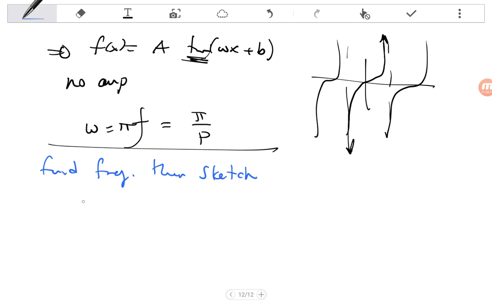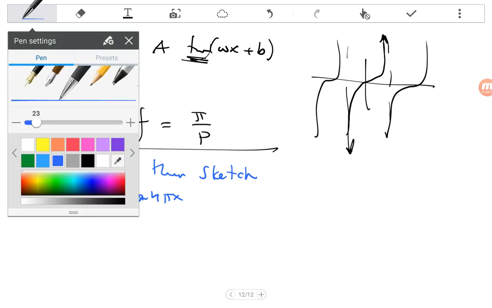And it's giving me this function. f of x is equal to 3 tan 4 pi x. What about the amplitude of this function? Is it 3? No. Tan doesn't have an amplitude.